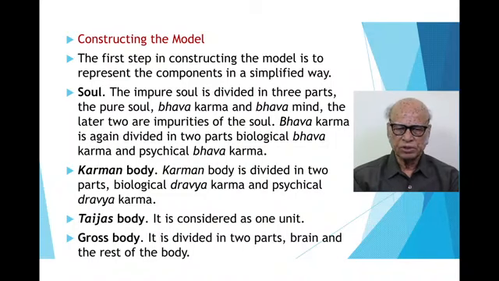Number one, soul is the first component. The impure soul is divided in three parts in our model: the pure soul, the bhav karma, and bhav mind. And the latter two, as we know, are impurities of the soul. Bhav karma is again divided in two parts: biological bhav karma and psychical bhav karma. So this is the simplification of the soul. The next is karman body. Karman body contains how many karmas? 148 subtypes, as we described.